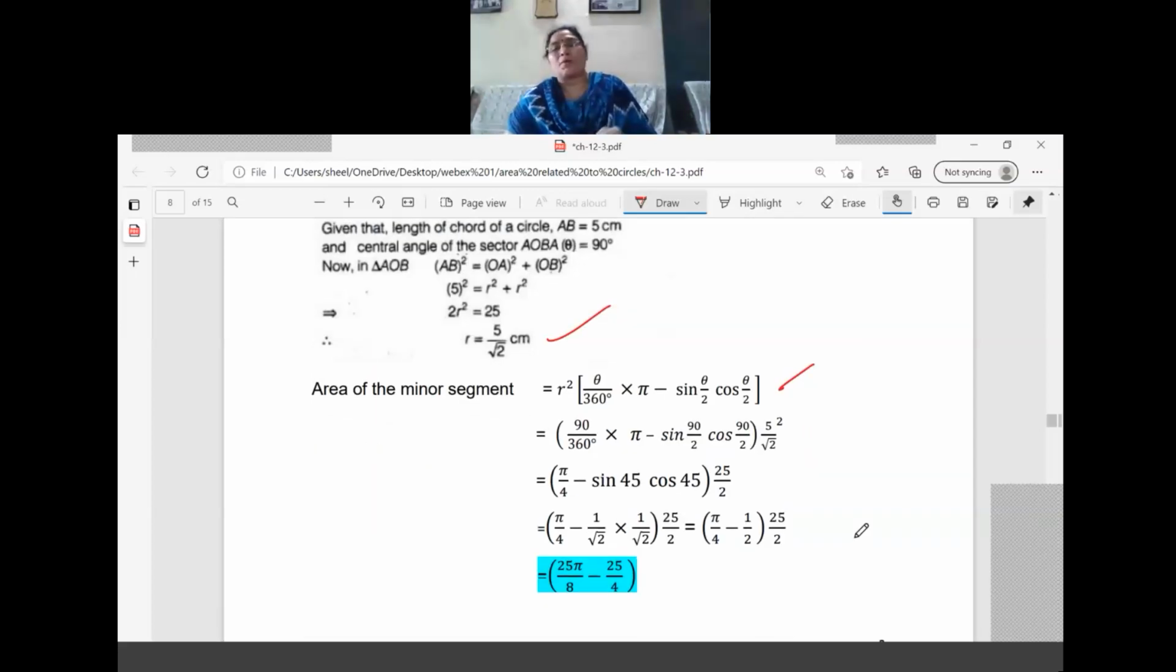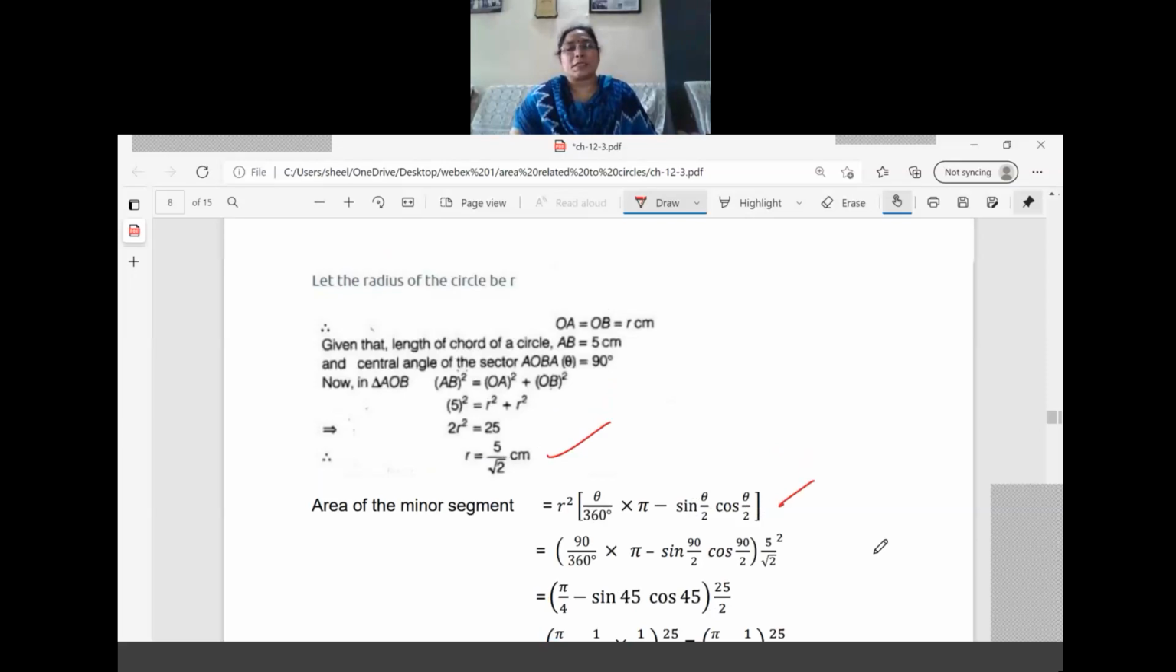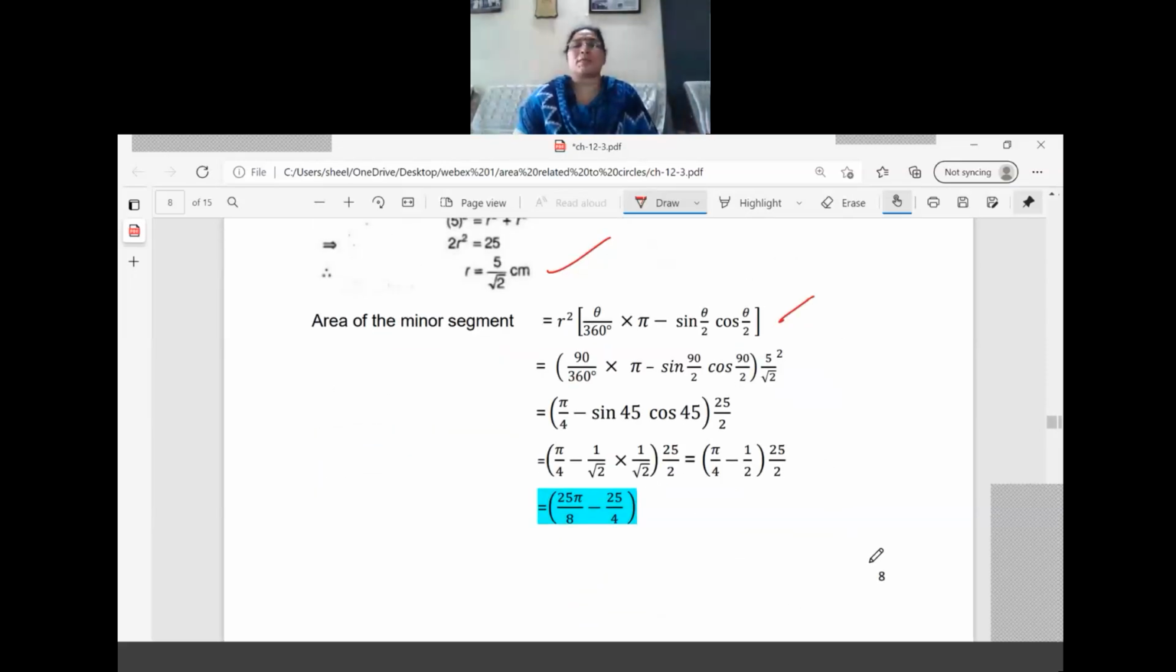Why have we written pi? Because here we have to find the difference only. So we will keep the area of the minor segment in pi, and the area of the major segment also in pi as it is. If required, lastly we can substitute. Nothing is mentioned in the question about the pi value, right? So here pi as it is we are keeping and substituting the values. Theta we know is 90 degree, so substituting here: 90 by 360 into pi minus sine 90 by 2 cos 90 by 2, into 5 by root 2 whole square.